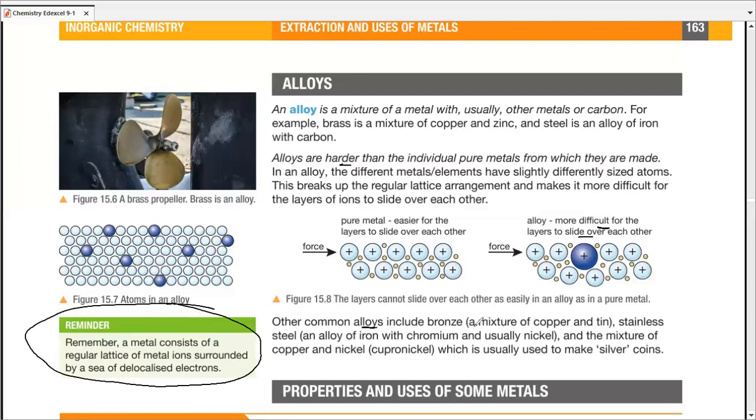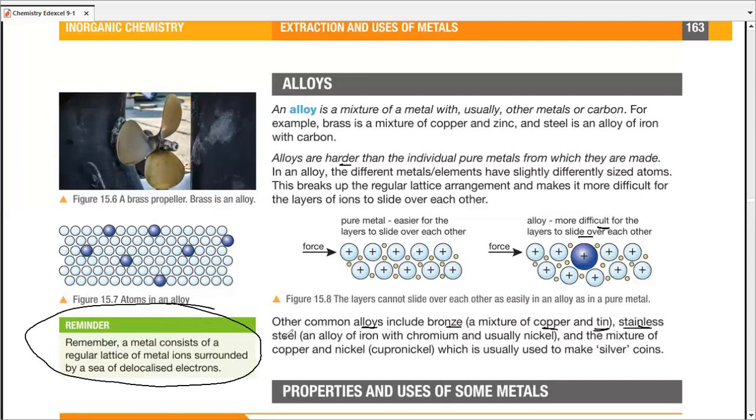Some common alloys include bronze. Now, as soon as we say the word bronze, some sports come to mind, the common medals that we use for our sports around the planet. There is a gold medal, then there is a silver medal, then there is a bronze medal. Bronze is actually made of copper and tin.